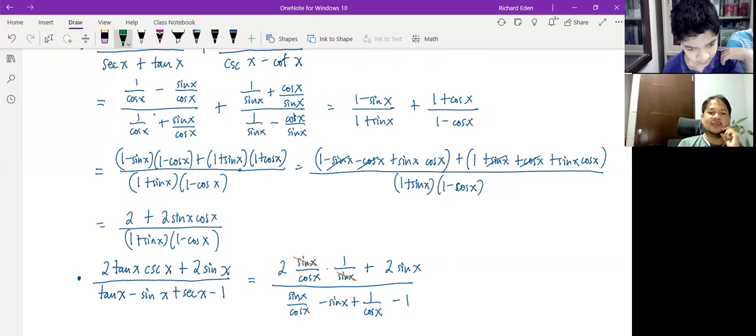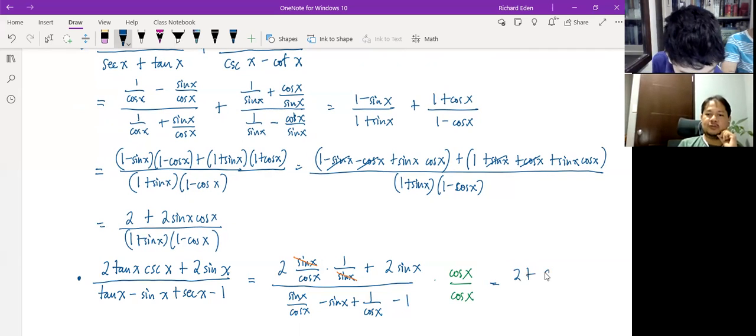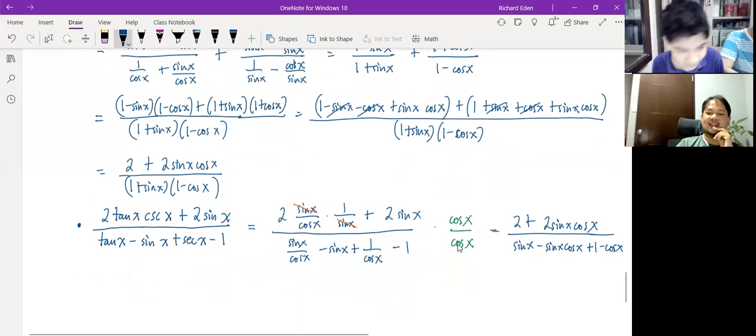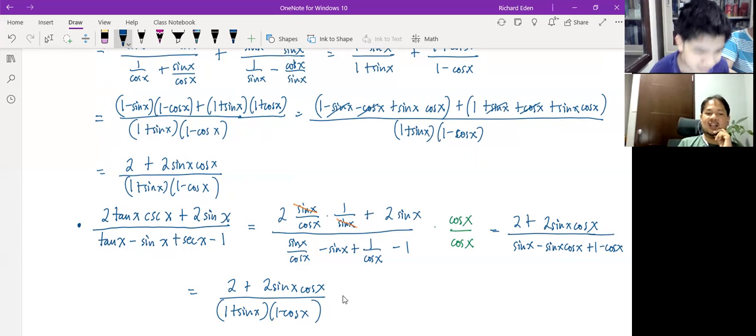So in fact, if you look at the complex fraction we have here, there's only one denominator, cosine of x. And so let's multiply by cosine x over cosine x, giving us 2 plus 2 sine of x cosine x, and then sine of x minus sine of x cosine x, plus 1 minus cosine x. And I bet that the denominator is factorable. We just need to check if it factors into 1 plus sine x times 1 minus cosine x.